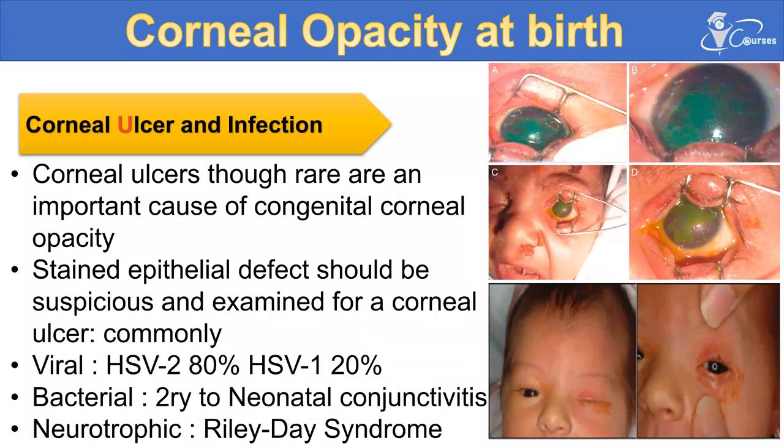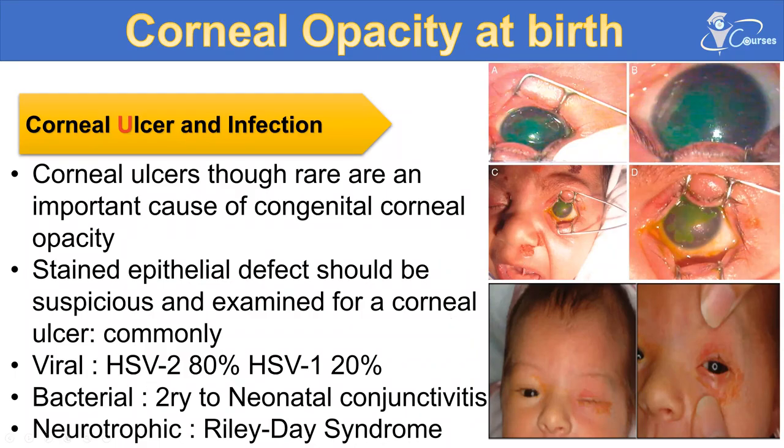Sometimes it is not viral, it can be bacterial. Again, it is not commonly primary, but more commonly secondary to neonatal conjunctivitis, as we mentioned in the last lecture about gonococcal conjunctivitis. Gonococcal conjunctivitis can result in corneal ulceration and corneal perforation if not treated.